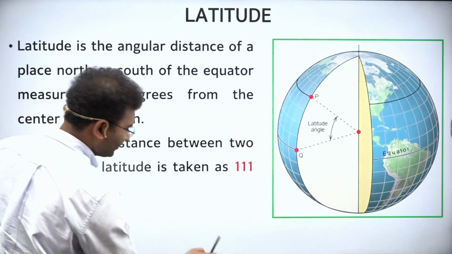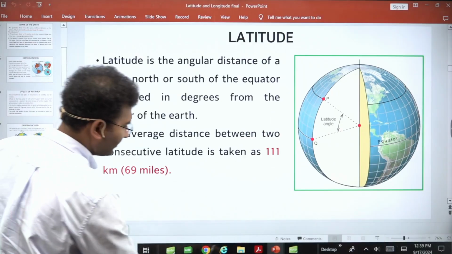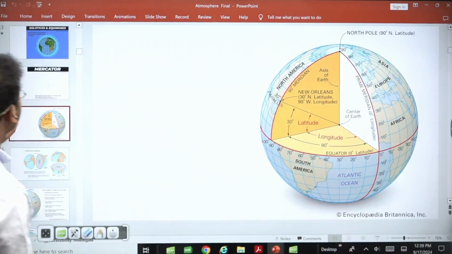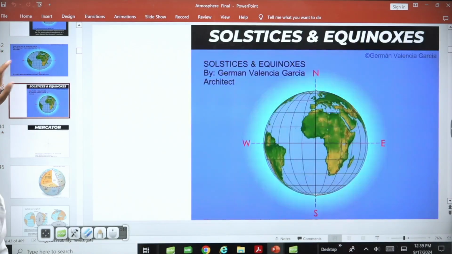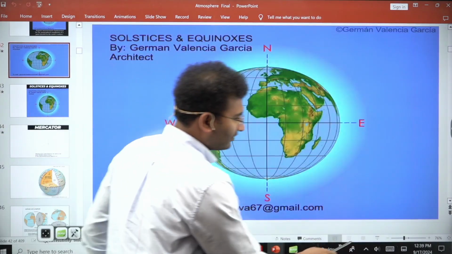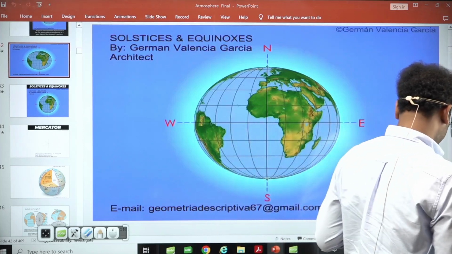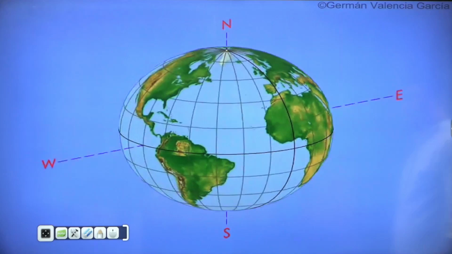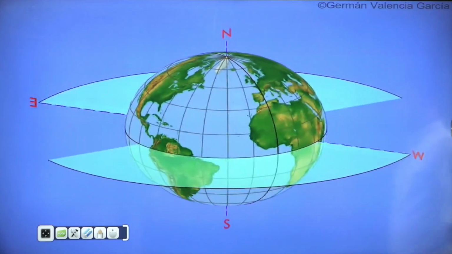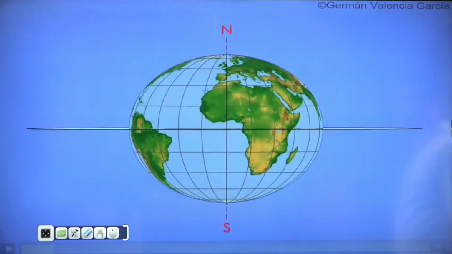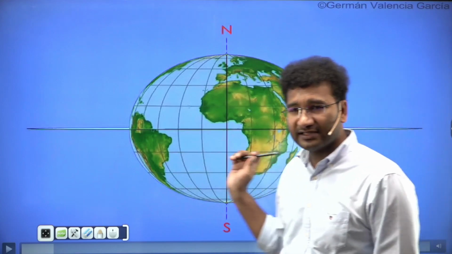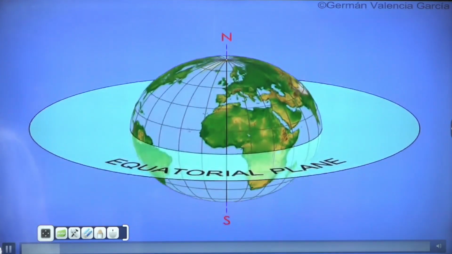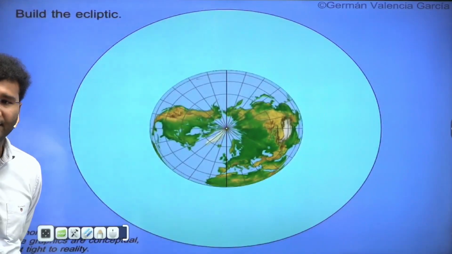Now for that, let me show you a small video which will give you a better understanding and a deeper clarity on this. I want you to watch this video. See, this is called the equatorial plane of the earth. You have seen here, this is the equatorial plane.